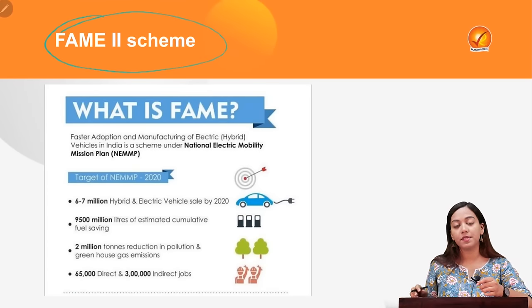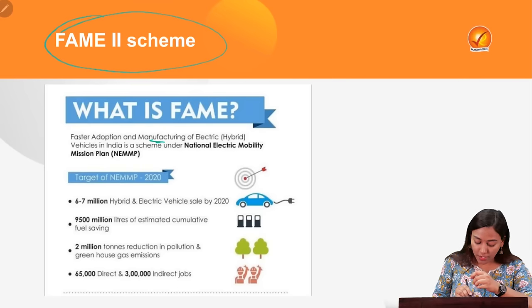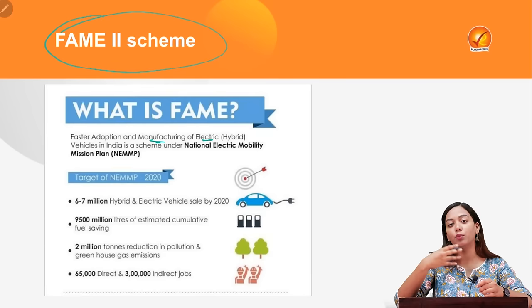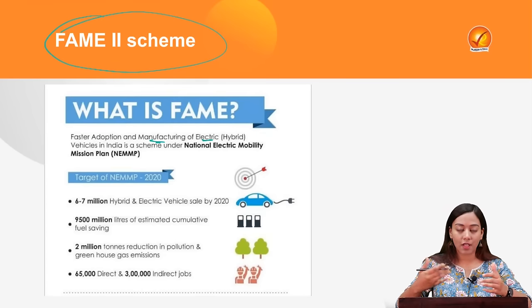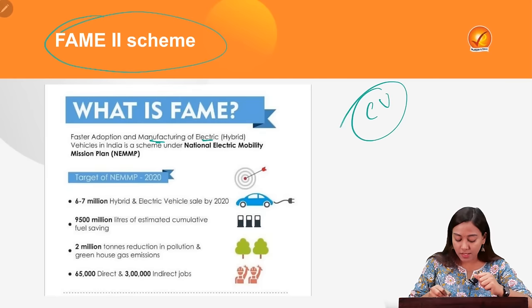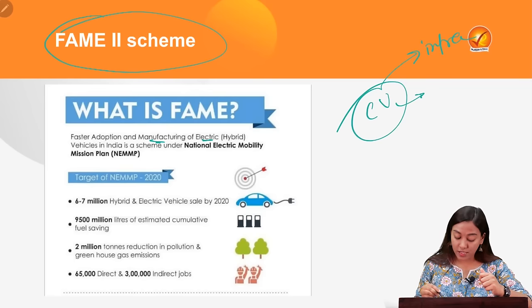This is the FAME scheme, which stands for Faster Adoption and Manufacturing of Electric and Hybrid Vehicles in India. As we know, the entire world is transitioning towards low carbon or low emission mobility, or green mobility. For that you have to make a lot of EVs, but EVs come with a lot of challenges. We do not have infrastructure like charging stations for electric vehicles. We don't have enough consumer confidence. Of course, they are very, very expensive as compared to conventional vehicles.